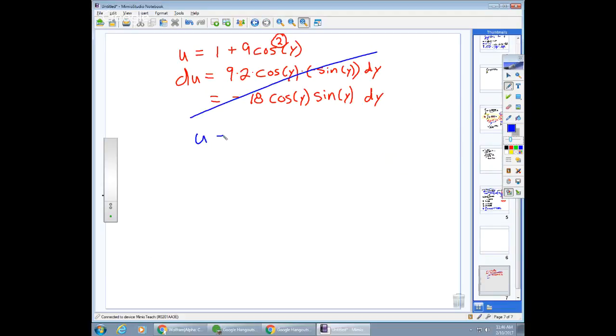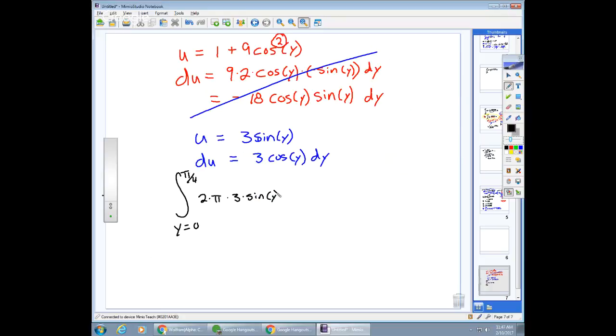So Darren said, what if we let u equal 3 sine y? Is that right? Sine of y. Then du is equal to 3 cosine of y dy. All right, so let's see what we can do. Our integral from the other page had us taking y from 0 to pi over 4 of 2 times pi times 3 times sine times the square root of 1 plus 9 cosine squared. Did I get all that right? Okay. All right, so let's see.